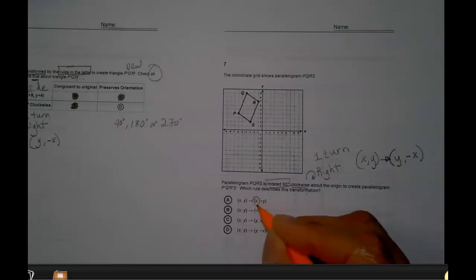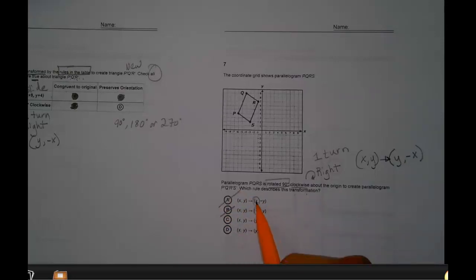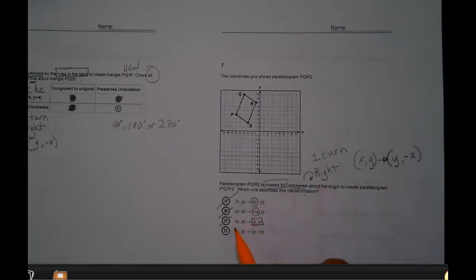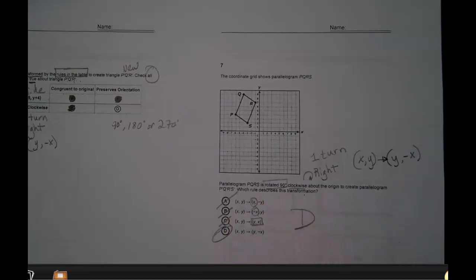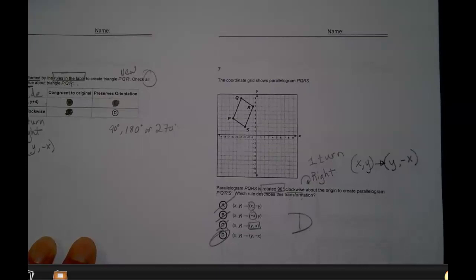So then this would be in the wrong place, so we can get rid of A and B because they didn't flip. Now for this one, because we know that one of them would possibly be a negative because it turned one turn, these two are positive. So that would be incorrect. And because you had your cheat sheet, this was the easiest one, and it was D. So there's no reason why anyone should have gotten that one incorrect.